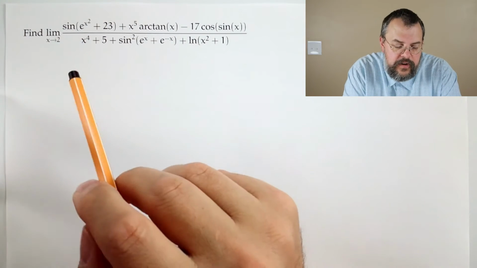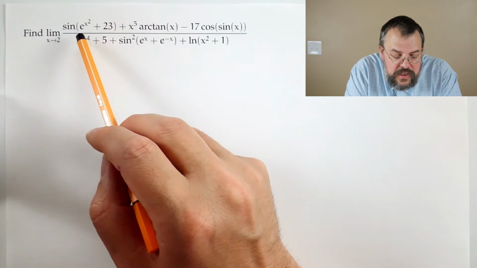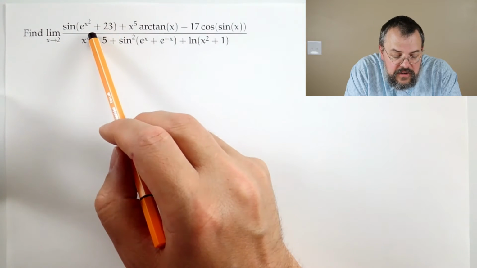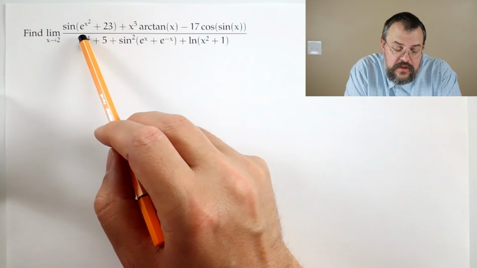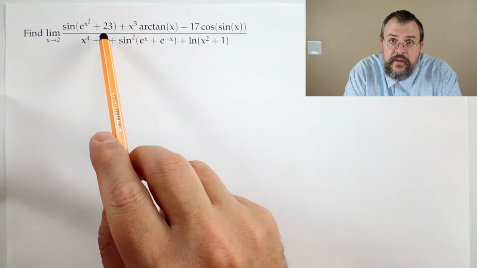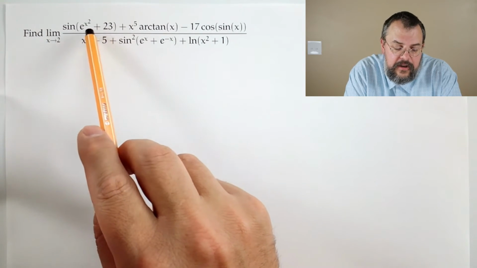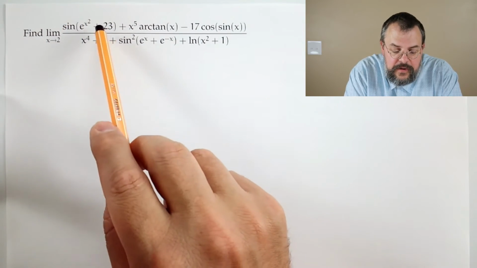So for example, let's start here. Sine is a continuous function. So is the inside continuous? Well, x squared is continuous. E to the x squared, that's a composition, and a composition of continuous functions is continuous. 23 is a continuous function. So if I add two continuous functions, yes. So this first part is continuous.